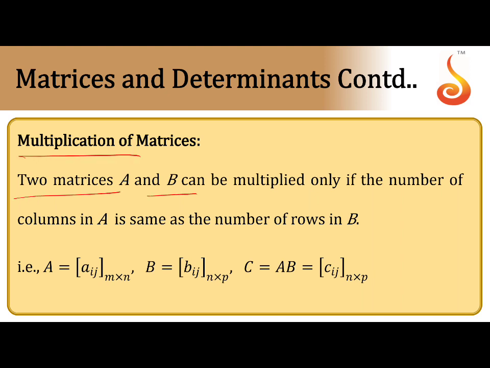Next comes multiplication. Two matrices A and B can be multiplied only if the number of columns in A is the same as the number of rows in the second matrix. So here the condition is most important. When you multiply two matrices, the number of columns in the first matrix should coincide with the number of rows in the second matrix. The resulting matrix will be M by P.